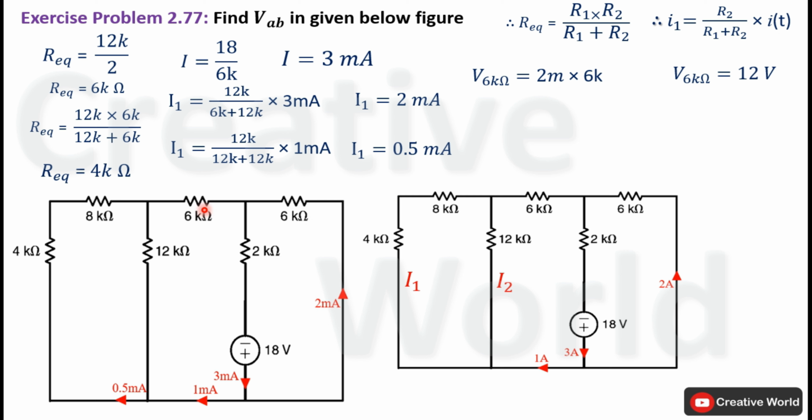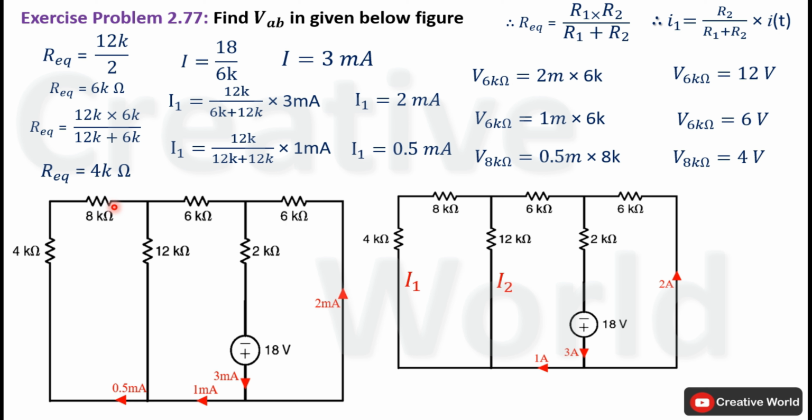Similarly, voltage across this 6 kilo ohm resistance will be calculated as the product of current through it, that is 1 milliampere. This 1 milliampere current will pass through this resistance towards the source. Take the product of 1 milliampere and 6K, it will result 6 volt. Similarly, voltage across this 8 kilo ohm resistance will be calculated by taking the product of 0.5 milliampere and 8 kilo ohm. Value of voltage across this 8 kilo ohm resistance will be 4 volt. Values of voltage across these individual resistances is calculated.